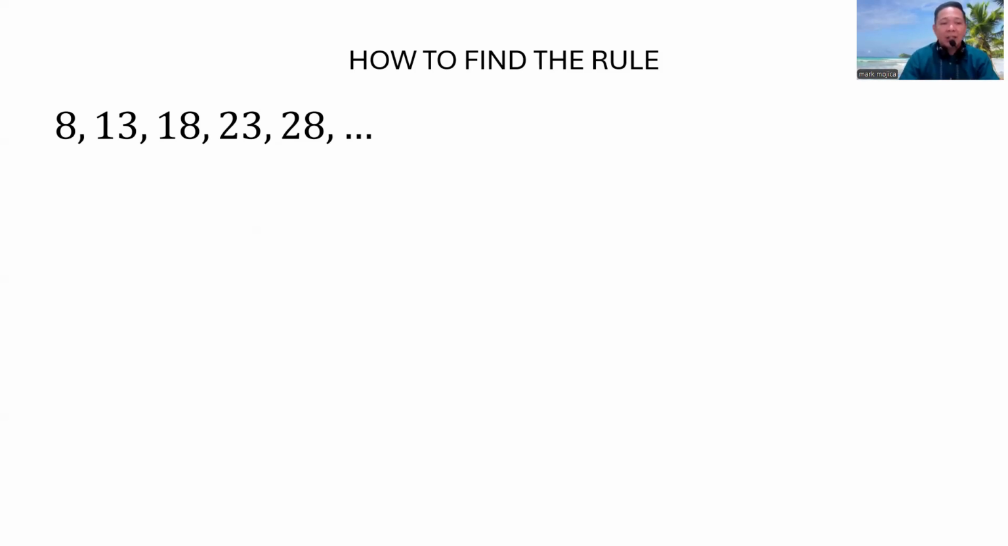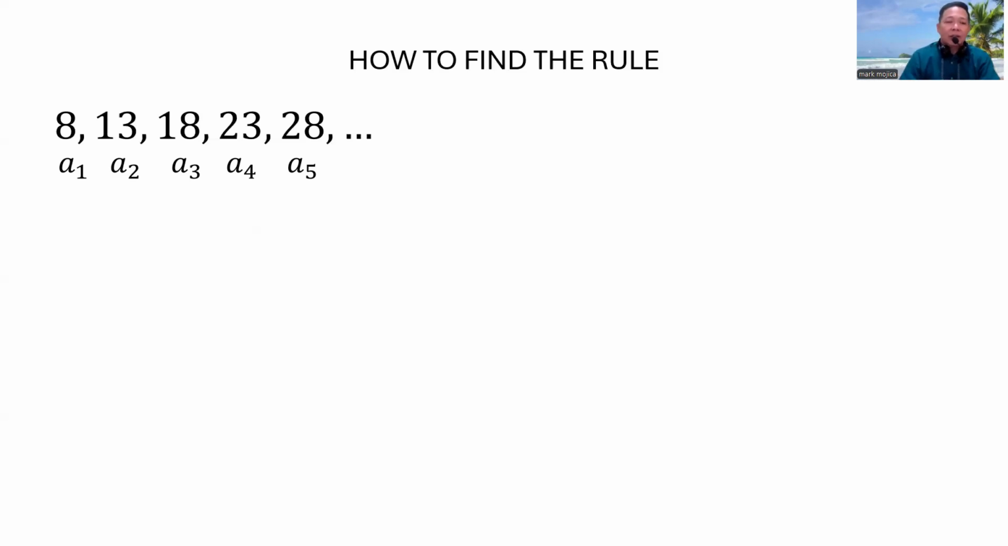Ang 8 natin is actually the first term. 13 is the second term. Third term ang 18, fourth term ang 23, and fifth term ang 28, and so on and so forth. So this is actually term. So paano ba gumawa ng rule or paano ba gumawa ng end term?